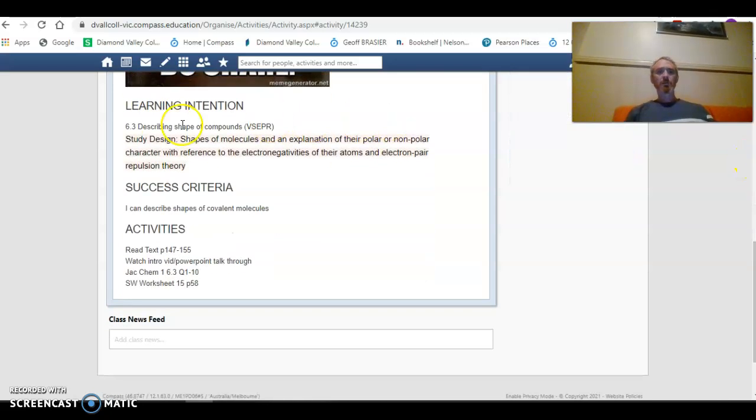So today's goal is section 6.3, describing the shape of compounds, which is described by VSEPR, which stands for valence shell electron pair repulsion. The valence shell, those electrons involved in bonding, pairs of electrons, they repel each other, and that gives them shape.